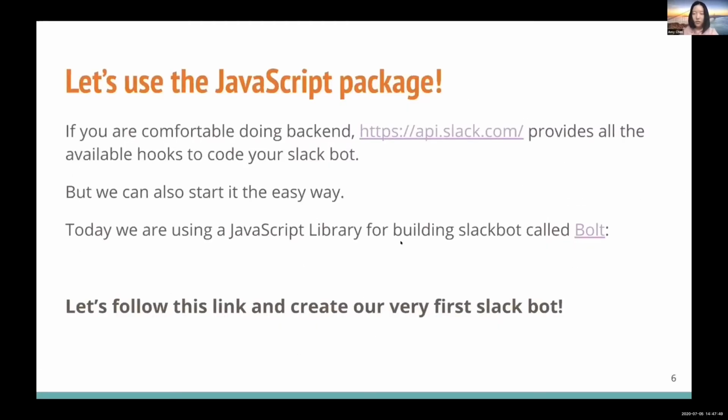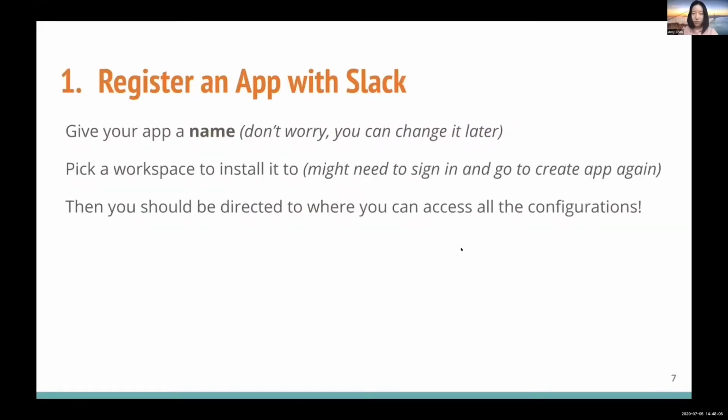Of course, you can do it the backend way, with all HTTP requests. But today we're going to use a JavaScript library to build our SlackBot. That specific library is called Bolt, which we will go into very soon. First of all, we will need to register an app. So Kashfi is going to walk us through how to register an app and make it know that we are using this Slack workspace.